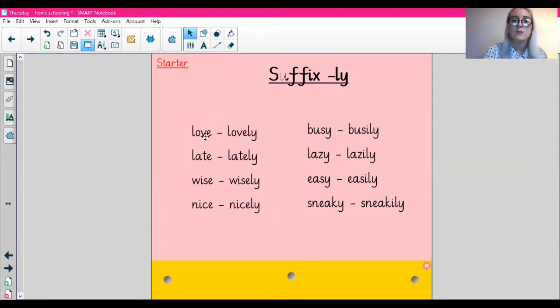So for example, if we take the word love, we just pop the suffix on the end. Okay, exactly the same as late. We pop the suffix on the end to change it to lately.